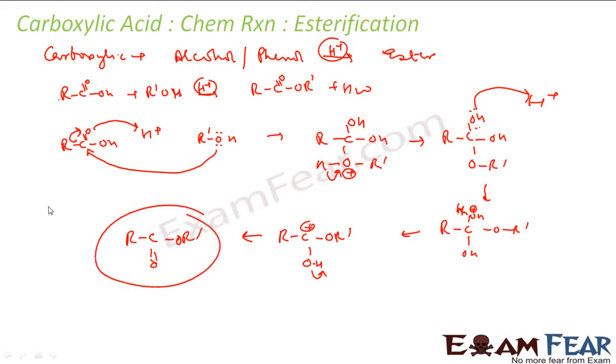This is the formation of ester. From here you can directly remove water. You can say that one carbon has two OH groups, which is pretty bulky, so H2O will go off. That is also one process directly.